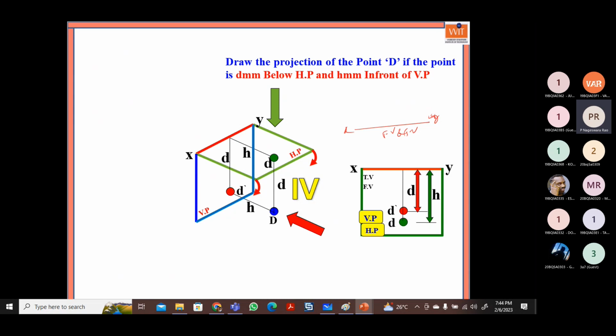We are not preferring the second angle projection and fourth angle projection because the images are merging into each other. Whether the images come above the XY line or below the XY line doesn't matter, but they merge into each other in the case of second angle and fourth angle projection. Hence, we are not preferring the object to be in the second quadrant or fourth quadrant. We are preferring only either first angle projection or third angle projection.